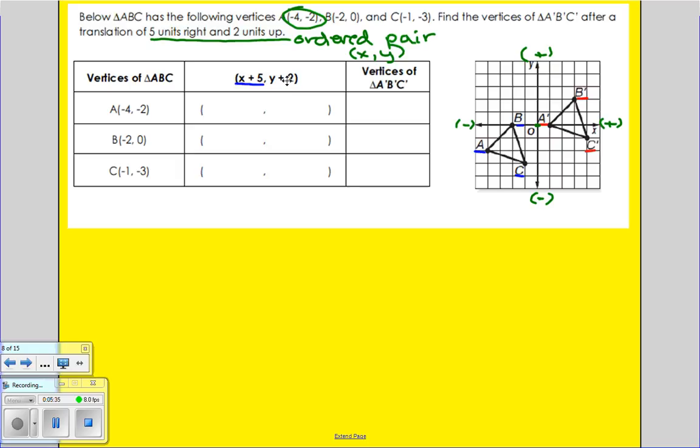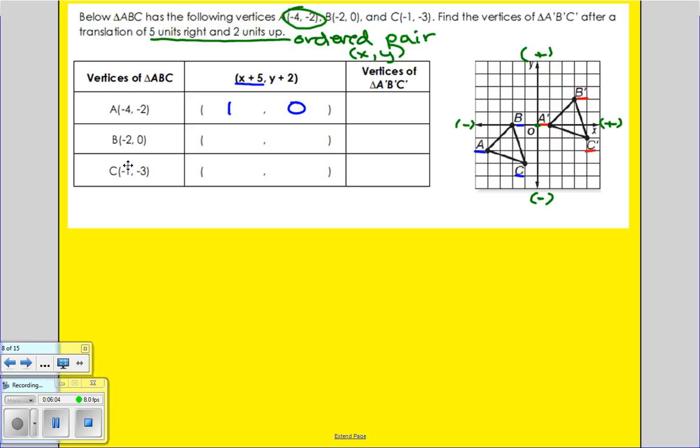So what we're going to do is we're going to add 5 to the negative 4. Negative 4 plus 5 is a positive 1. And then negative 2 plus 2 is 0. So I'm taking this set of ordered pairs that's here for the vertices, or corners, we'd call that, for triangle ABC. And I'm going to add 5 and 2 to every x coordinate and y coordinate. So I could go down through here.